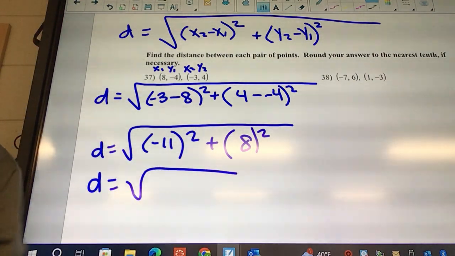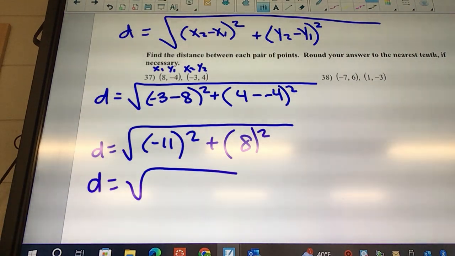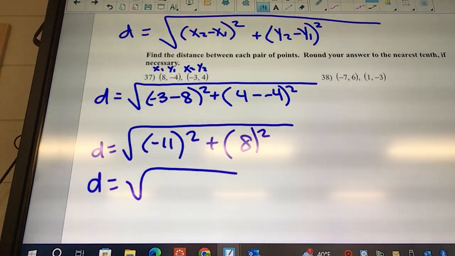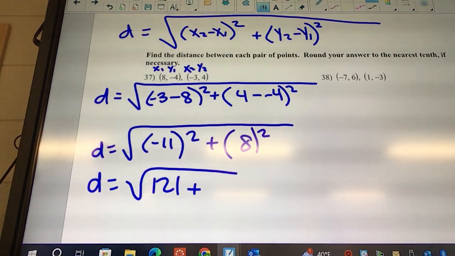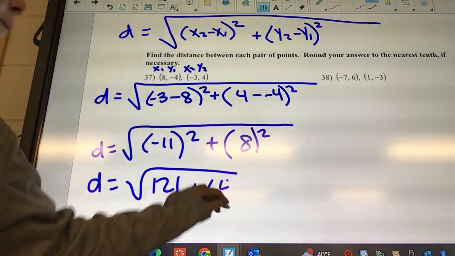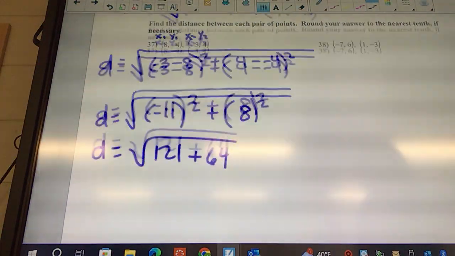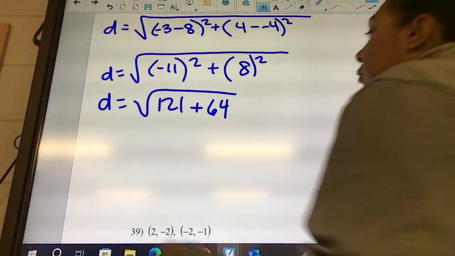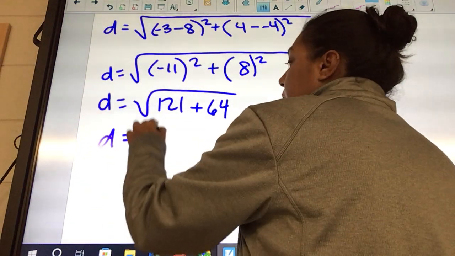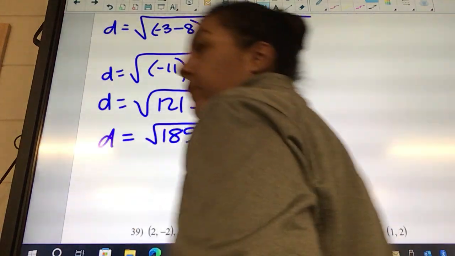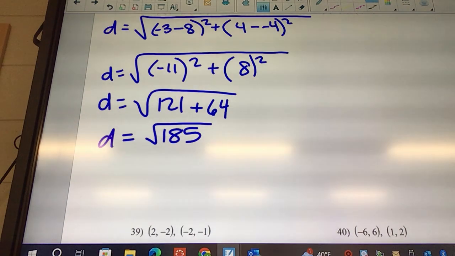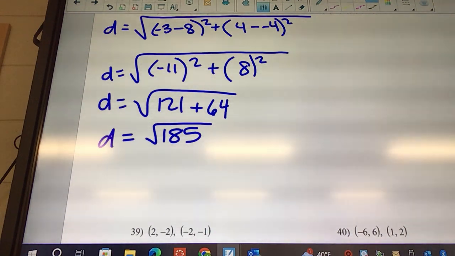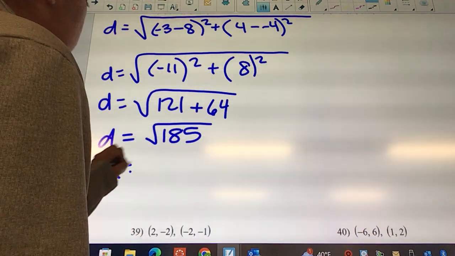Okay. Now, 11 squared. What is 11 squared? 121. 8 squared. 64. 121 plus 64. 185. Then what? Yep. What is it? 13.6. 13.6? Yeah.